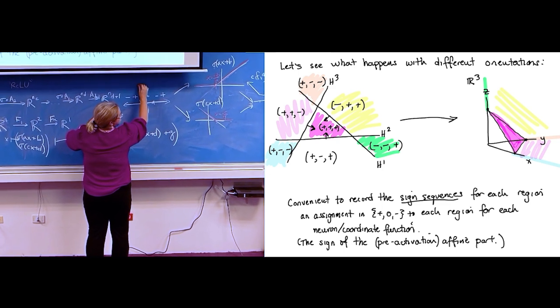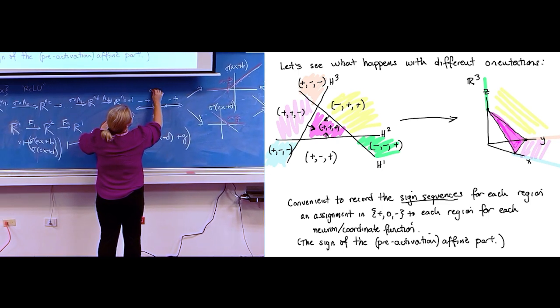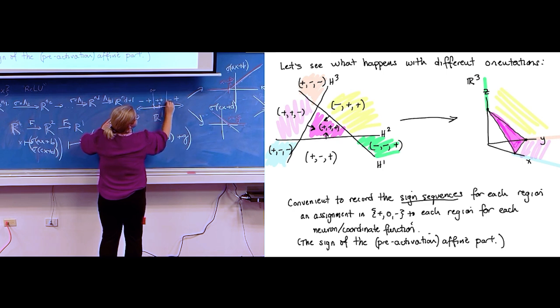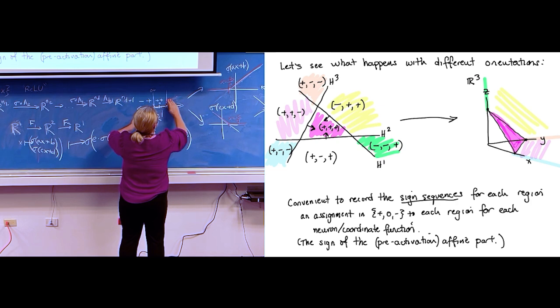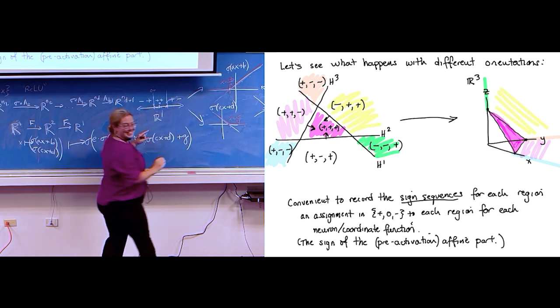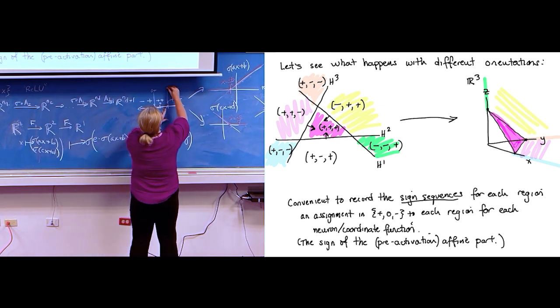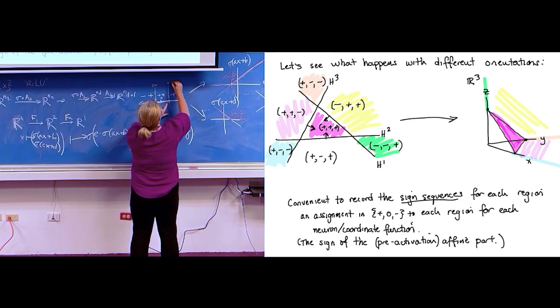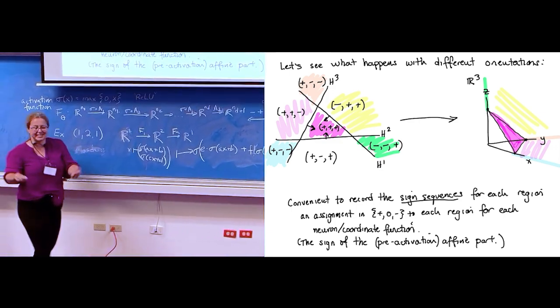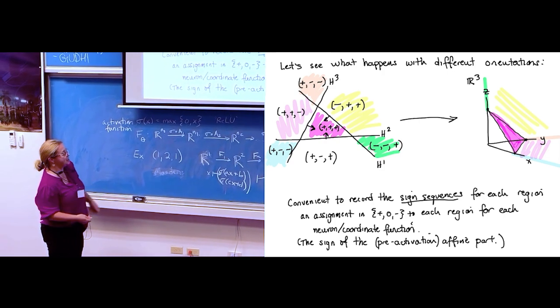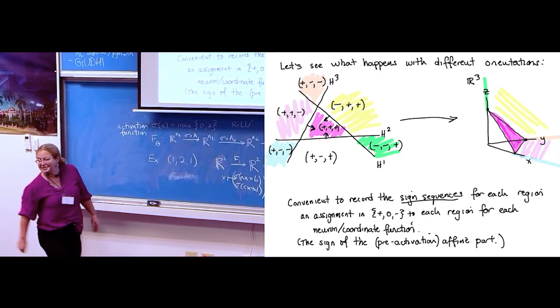Like this is maybe a 0 plus, and this one is... wait, did I do that right? Yeah, 0 plus. Wait, something's wrong. Plus minus? Okay. All right, so then this is plus 0, this little point right here. So I'm attaching these signs to each cell in my simplex.